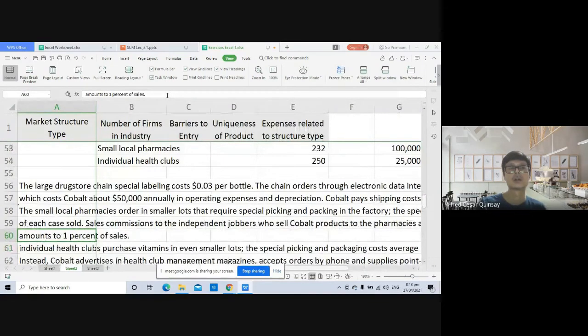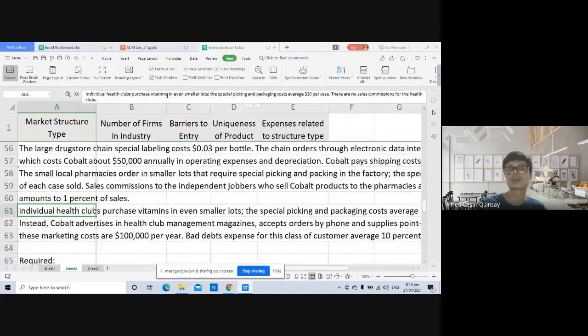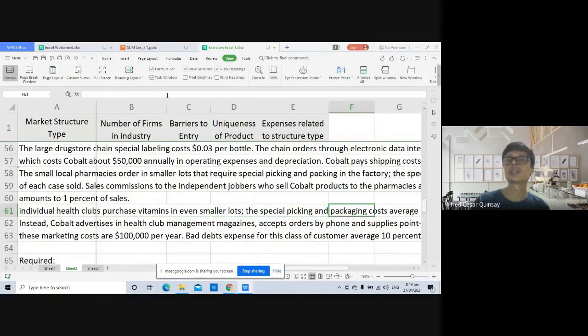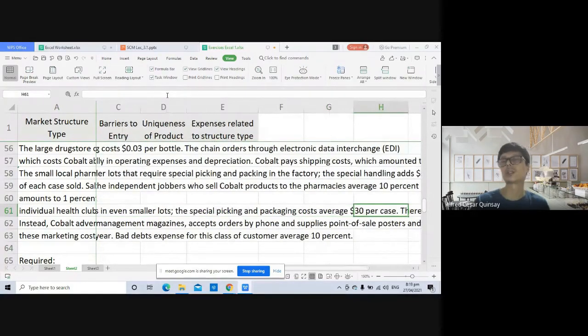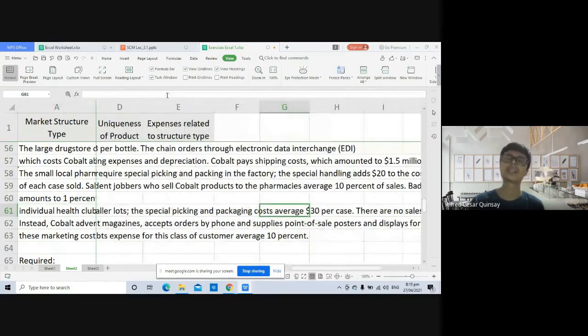So take note of yung mga peculiarities ng bawat customers, no? Okay, yung mga babayaran. Dito naman sa individual health or sa mga gyms, purchase vitamins in even smaller lots, yung mga pangmaliitan naman. The special picking and cost average $30. Okay, so meron rin silang picking and packaging kaya lang mas mahal. Bakit kaya mas mahal na ganun? Kasi binamarket nila yan eh.